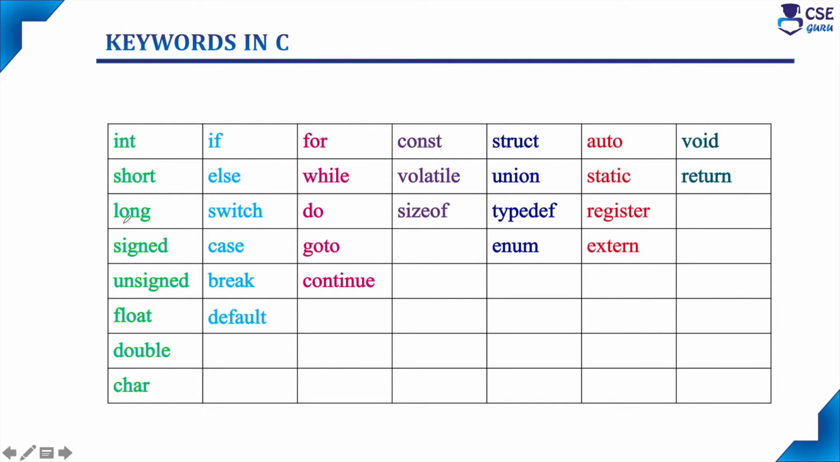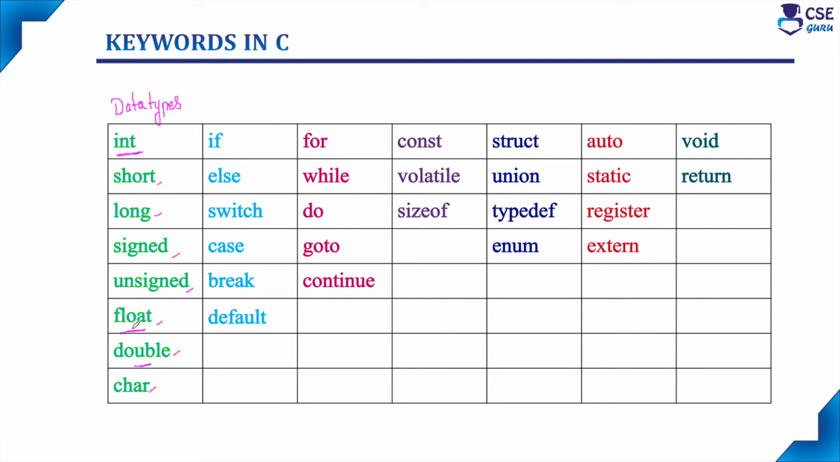And if you are considering the first list, these are all the keywords used related to declaration of data types. Int, short, long, signed, unsigned, float, double, char, etc. This int is used to declare integer data type and float is used to declare the floating point data type. Even double is also used to declare the floating point data type only.